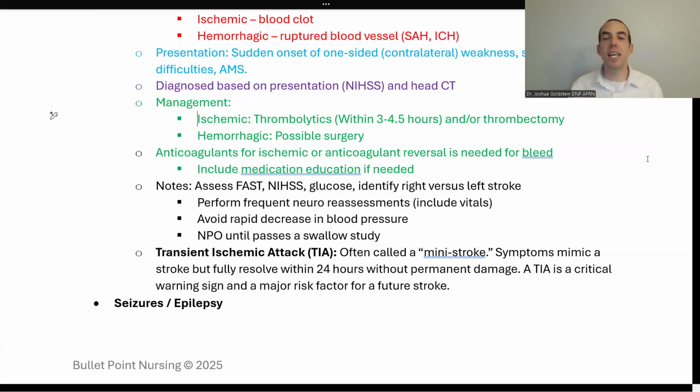Finally, let's talk about a TIA. A TIA, or transient ischemic attack, is in slang terms called a mini stroke.